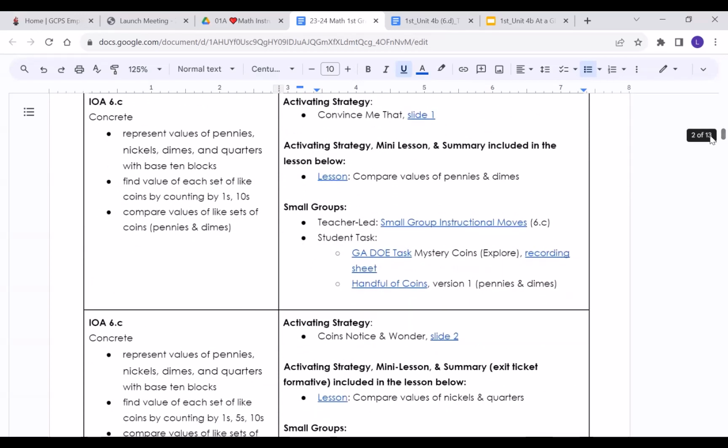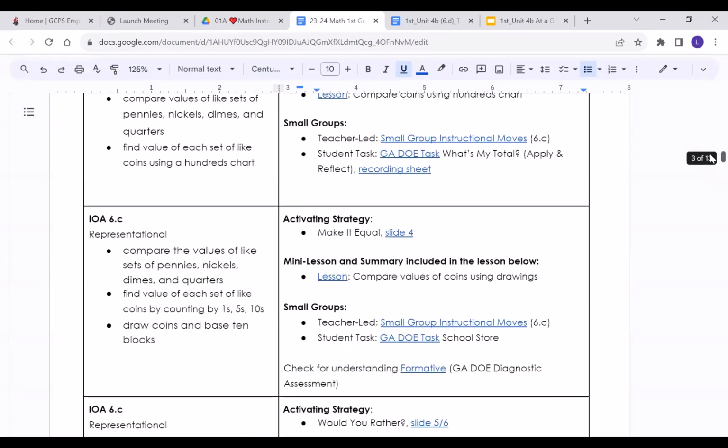As 6C continues, students will learn to represent the values of like sets of coins concretely with base 10 blocks. Find the values of the sets of coins using place value understanding and counting strategies, and then compare the values of the sets. At the representational level, students may use a hundreds chart or draw coins and draw base 10 blocks and count by ones, fives, or tens to find the value of the sets of coins.